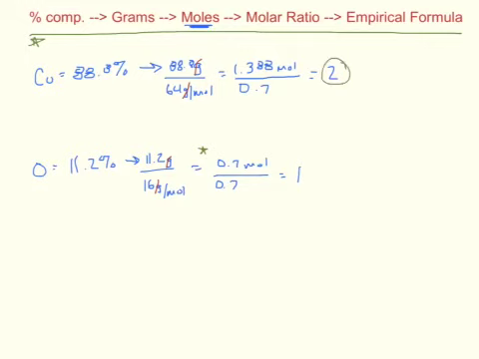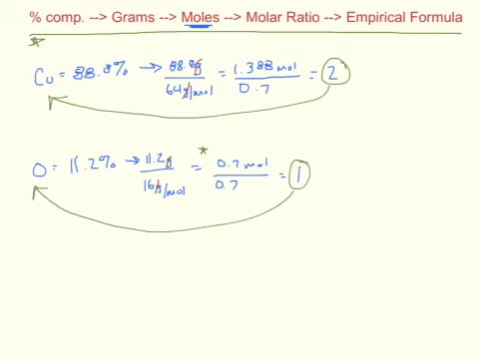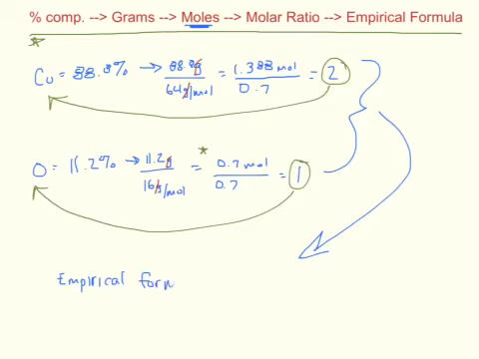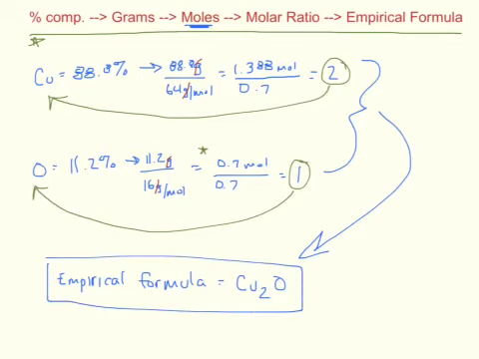So what these are telling us is that we have 2 coppers in this formula and 1 oxygen in this formula. Therefore, I'm going to use these numbers and we're going to write our empirical formula. And that's going to give us copper oxide, Cu2O. And that should be your final answer for number 15.